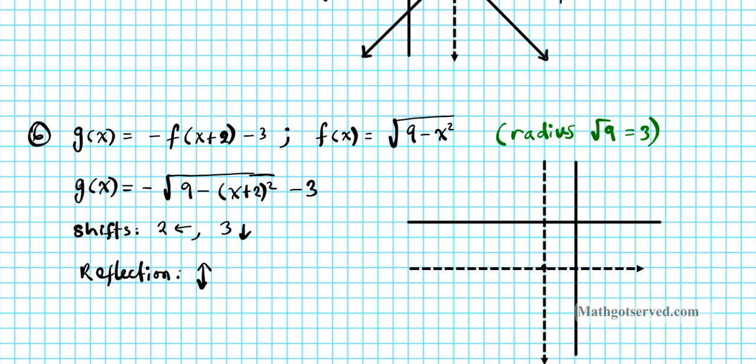As a result of the translation. Now if we join our semicircle of radius 3, without the reflection, it will open upwards. It will look something like this, from here through here through here. It's going to look something like this semicircle right here. But there's a reflection up and down.